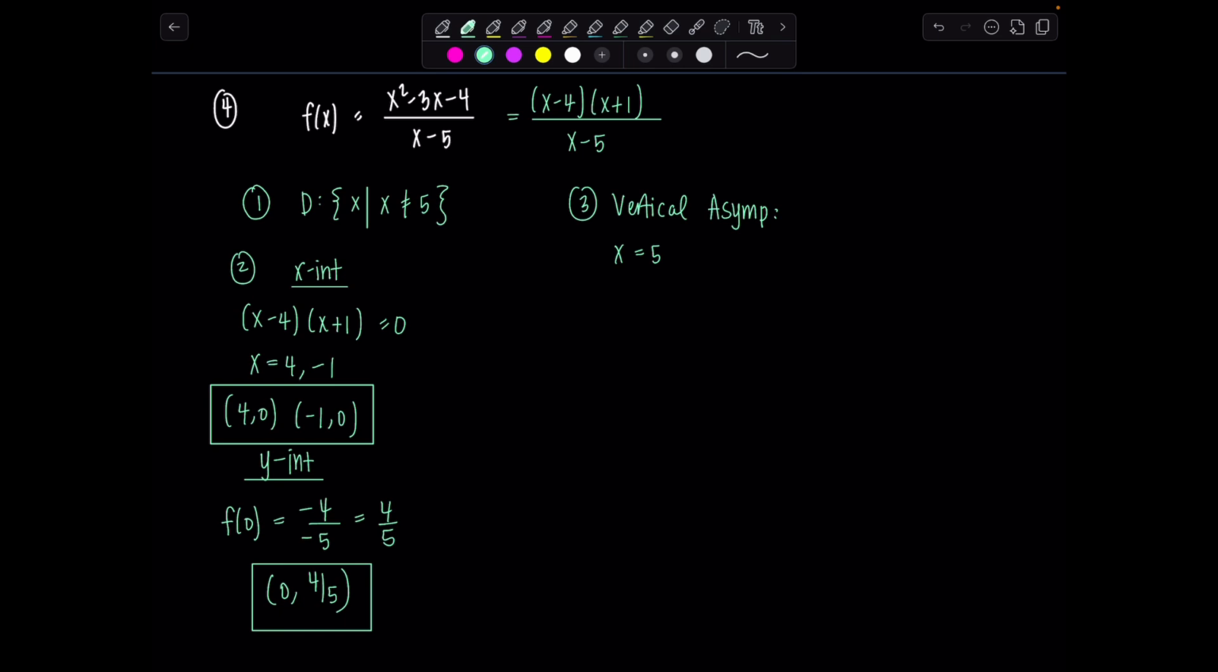Now, what's the degree of the numerator? It's degree 2, x squared. Degree of the denominator, 1. See how the numerator is exactly 1 degree higher than the denominator? That means we have an oblique asymptote, or sometimes they're called slant asymptotes. It depends on your book. But it's slanted. So what happens is we're going to have the vertical asymptote, and then we have the oblique asymptote. It's going to be slanted like that.